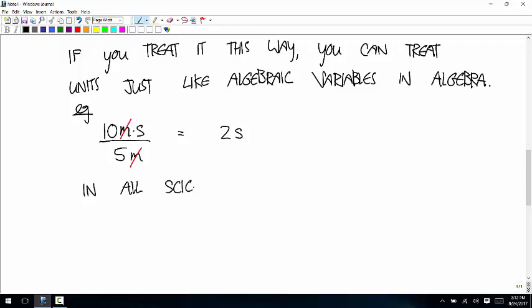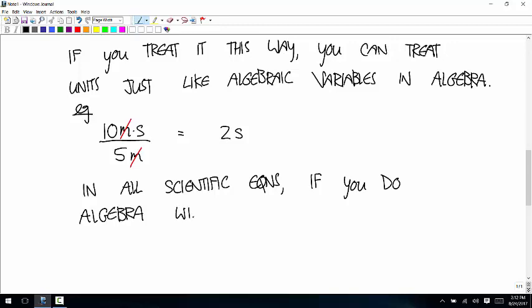In all scientific equations, if you do the algebra with the units, at the end, once you've gone through all the calculations, the units on the two sides of the equations always have to match. Let me give an example.